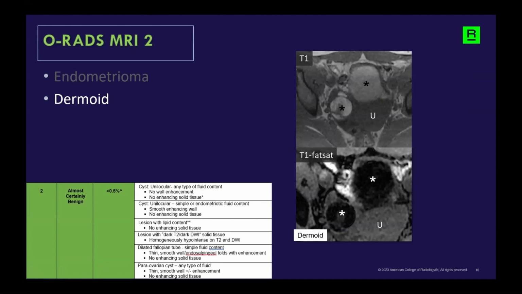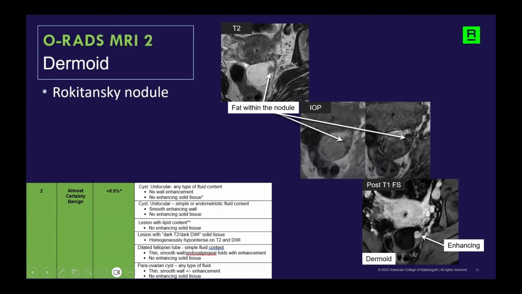Dermoids are O-RADS MRI 2 and are benign. Here's an example of a dermoid on the right with macroscopic fat content. The lesion is T1 hyperintense on T1 weighted images with loss of signal on corresponding fat saturated images. The dermoids typically do not demonstrate enhancement, with the exception of small Rokitansky nodules. These nodules typically demonstrate fat within them and may demonstrate enhancement. The key here is to make sure that this is not mistaken for enhancing solid tissue, which we'll discuss a little bit later.